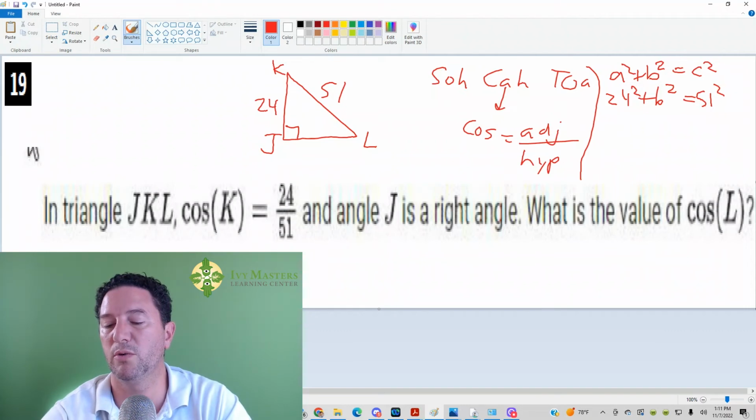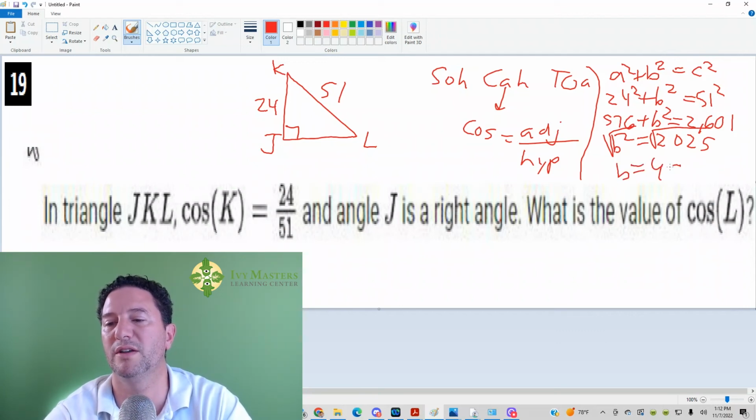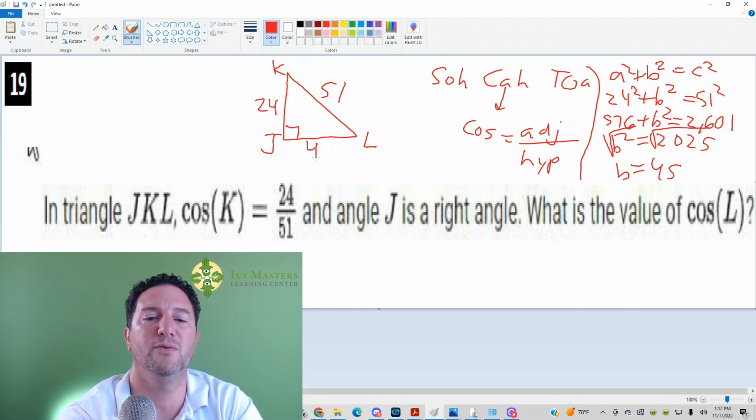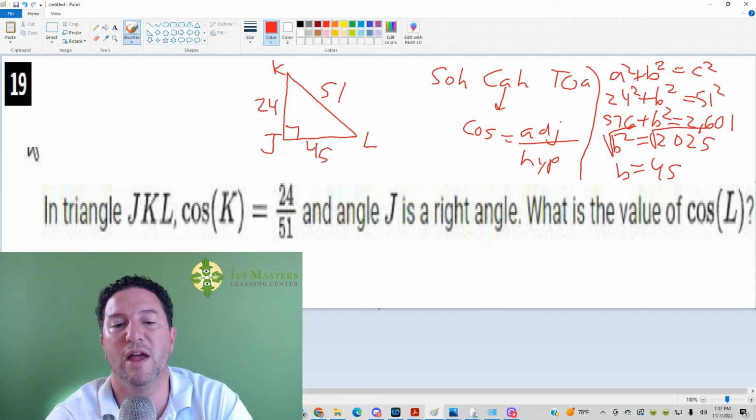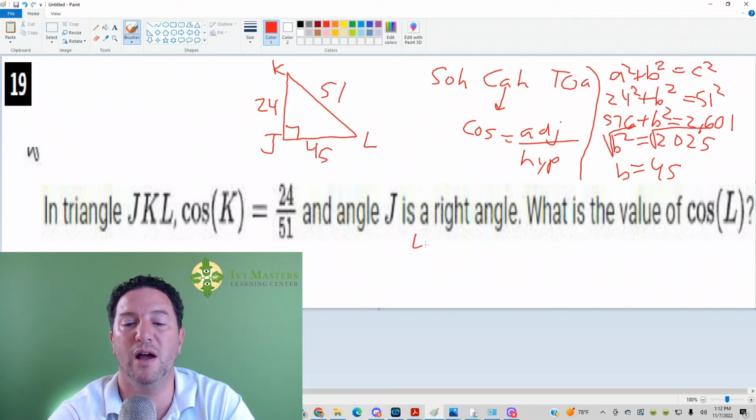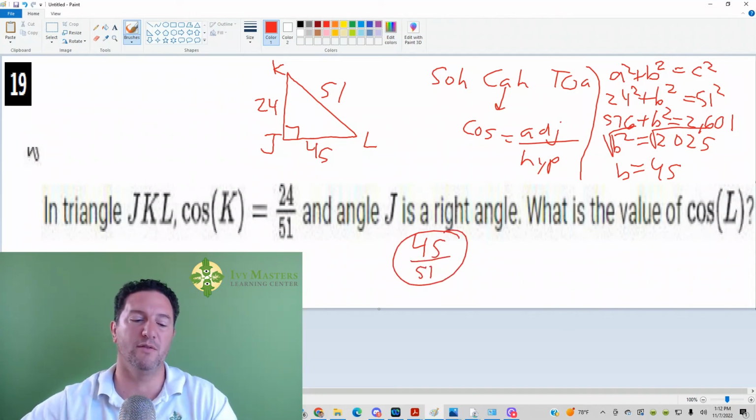So what is 24 squared? 24 squared is 576 plus b squared equals 51 squared. That's going to be 2,601. And then I could subtract the 576 from both sides. I get b squared equals 2,025. And then when I take the square root of both sides, I find that b equals 45. So if it's 45 there, the cosine of L, adjacent is now 45. Hypotenuse still 51. Correct answer, 45 over 51.